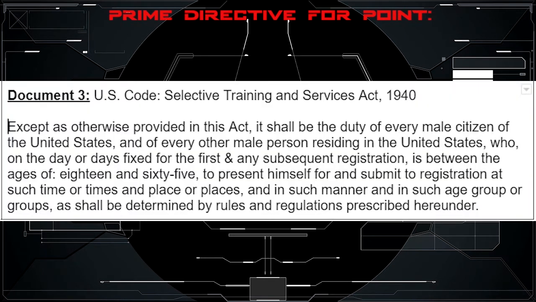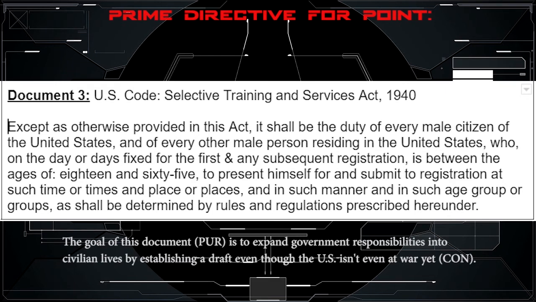So with that in mind, we are really quickly going to take a look at the purpose of document 3. The purpose of the document is to establish a peacetime draft. We know it's a peacetime draft because it's written in 1940, a full year before the attack of Pearl Harbor. So purpose and context both play together to emphasize how the United States was planning on getting into the war an entire year before they actually entered the war.